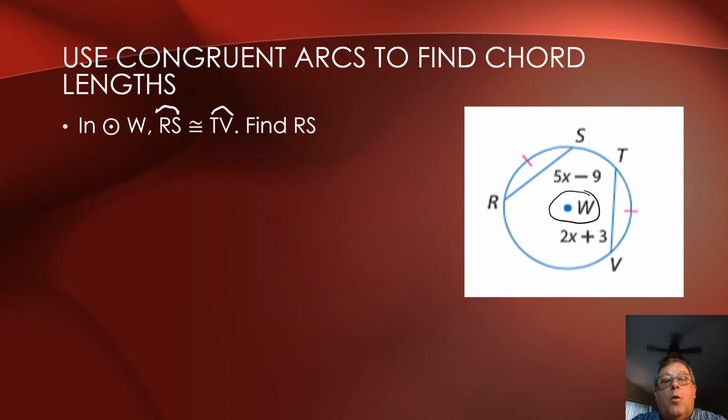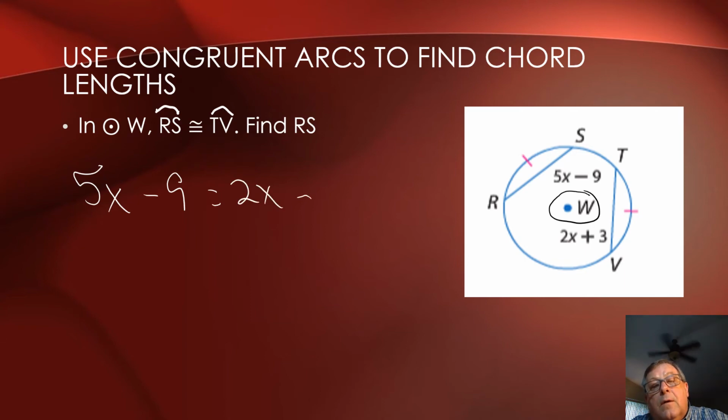And so the first thing we would need to do in order to find the length of the chord RS is to find the value of X. Since these two chords are congruent, then they're equal. And we can say then that 5X minus 9 equals 2X plus 3. Why don't we subtract 2X from both sides and add 9 to both sides.